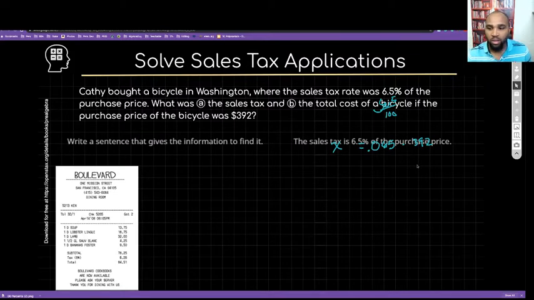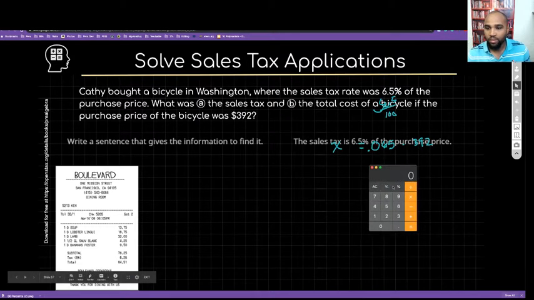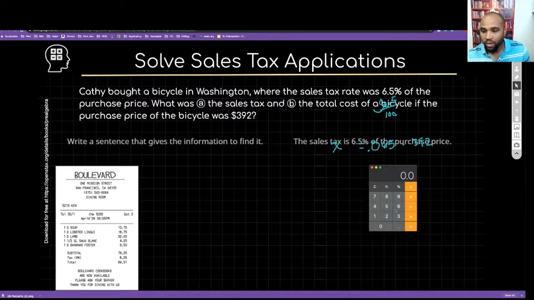All right, so for our sales tax, we're going to pull out our calculator and just put that in. So that's going to give us 0.065 times 392. So there it is. It looks like the money we're going to spend in tax is going to be $25.48 in tax. This is the tax that we're spending.